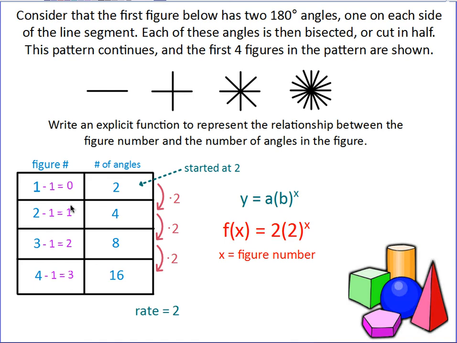Well, if I do that to get the appropriate x values, I need to reflect that change in my equation. I can do that by simply putting x minus 1 as my exponent instead of just regular old x. Watch out for situations like that where you don't have a starting value where x is 0.